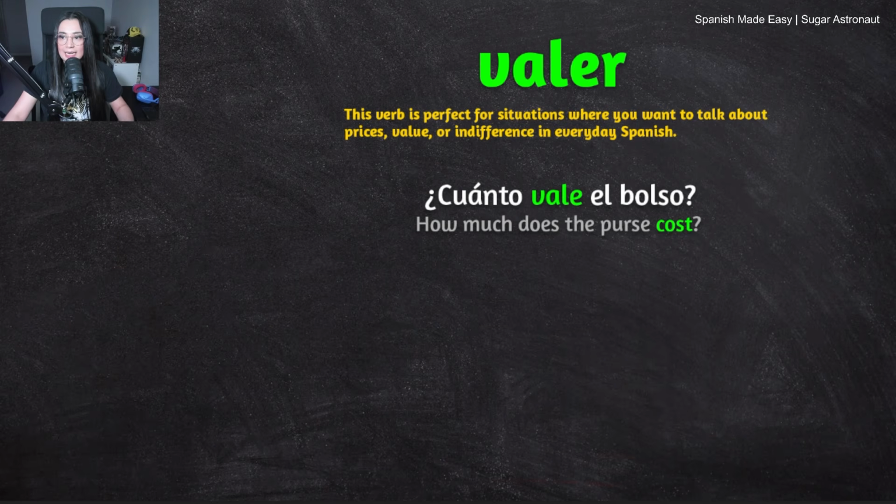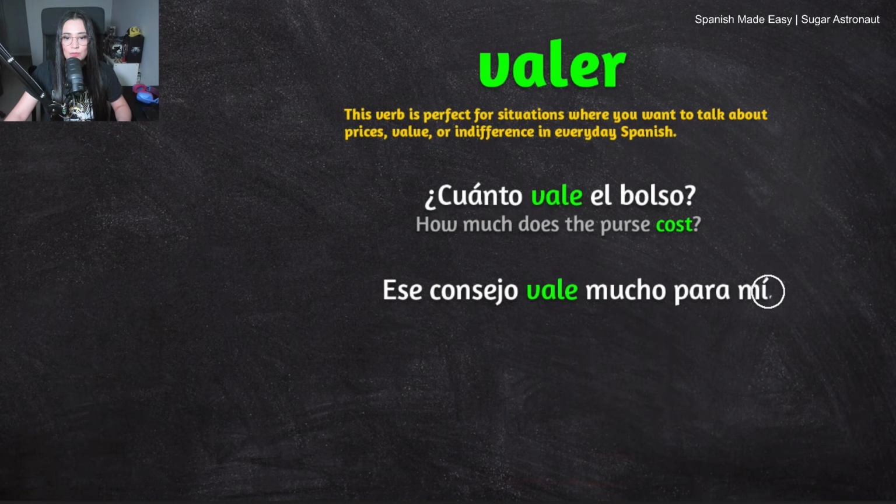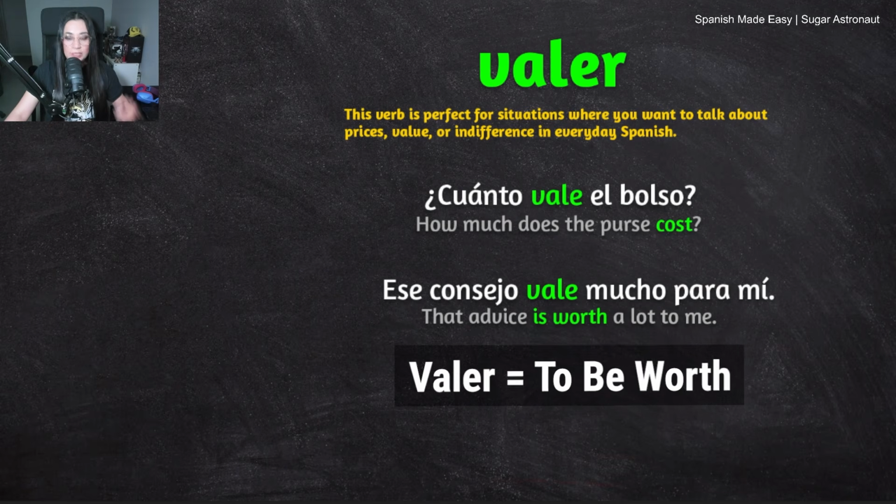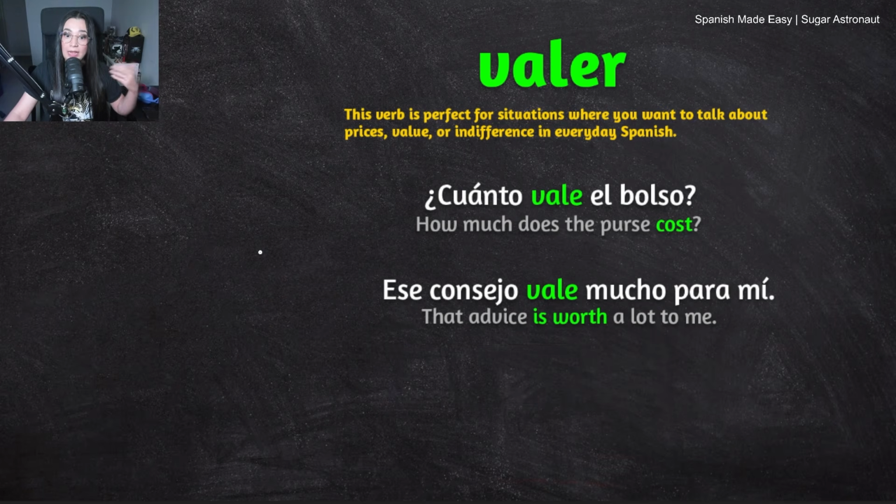Now, let's look at the next example using the verb valer. The next one is: Ese consejo vale mucho para mí. This means that advice is worth a lot to me. So now we're talking about to be worth. Something is worth a lot or the opposite, not too much. In both situations, you can use the verb valer.